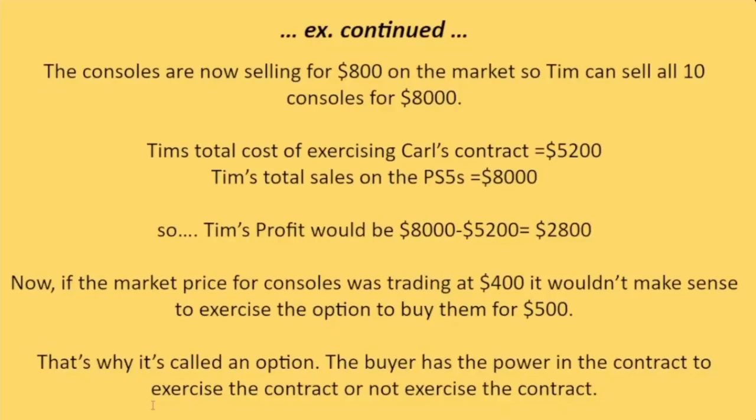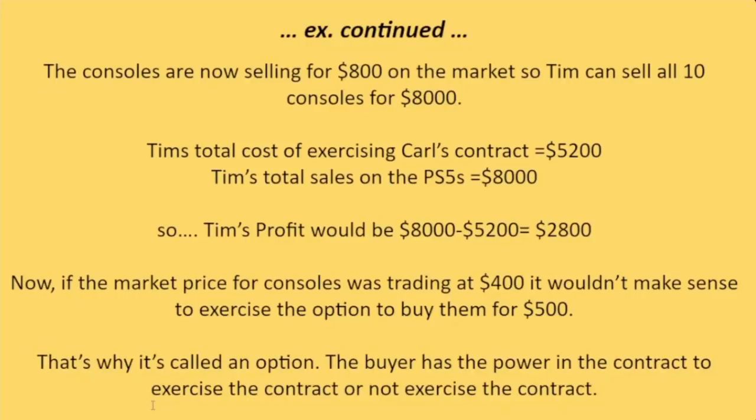But again, we've got options here. Let's say he had a contract for those $500 consoles, but the price for those PS5s suddenly drops to $400 on the open market. Well, it's not going to be smart for Tim to exercise the contract if the price of those consoles is $400, because he's actually going to lose money when he tries to resell the consoles. That's why it's called an option, guys. The buyer has the power in the contract to either purchase and exercise on those shares or to just walk away. But remember, you still have to pay the premium to get that option.